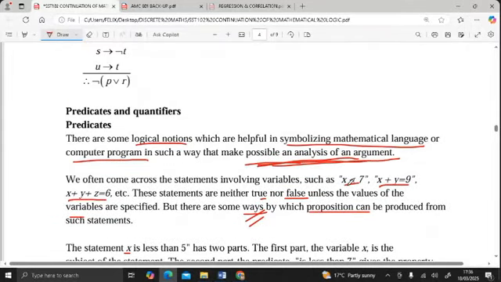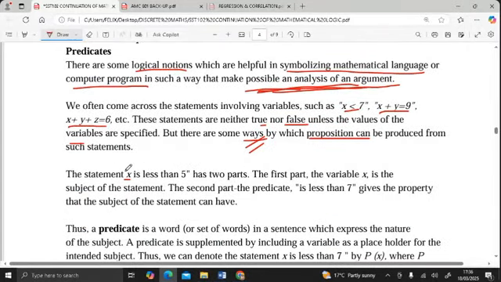And we're told here there are some ways by which propositions can be produced from such statements. And what are these ways then? You see, that is the big question here. We are asking ourselves, what are these ways? So let's see.